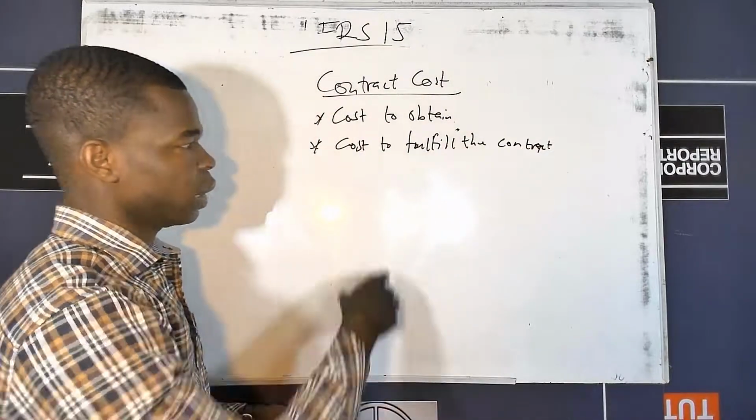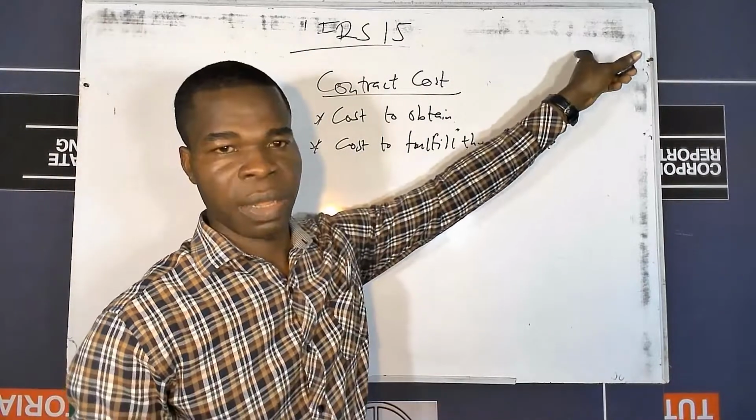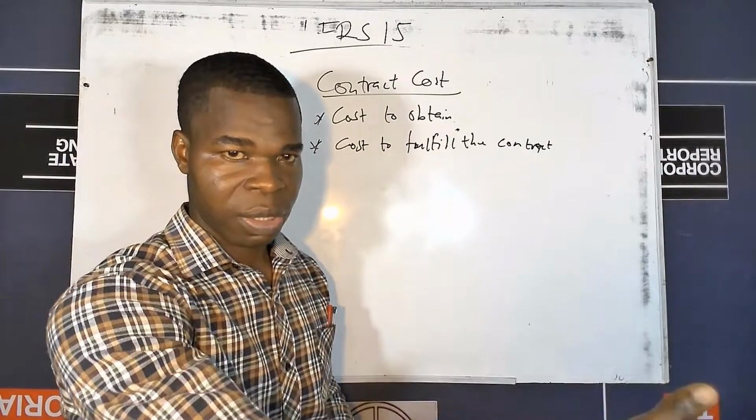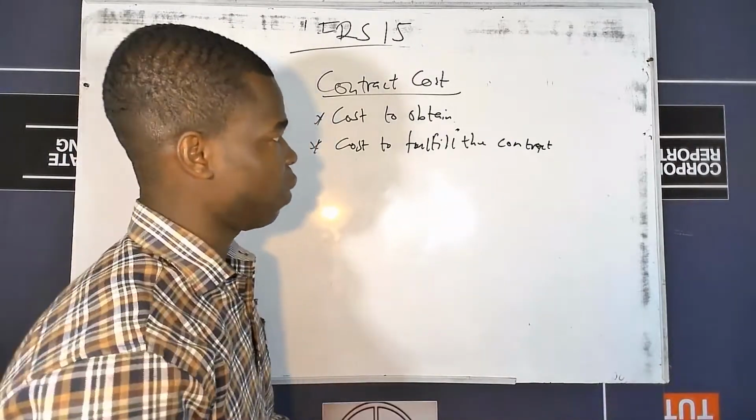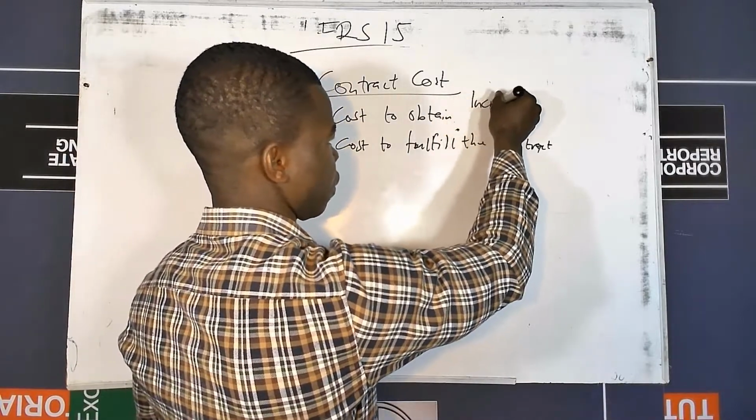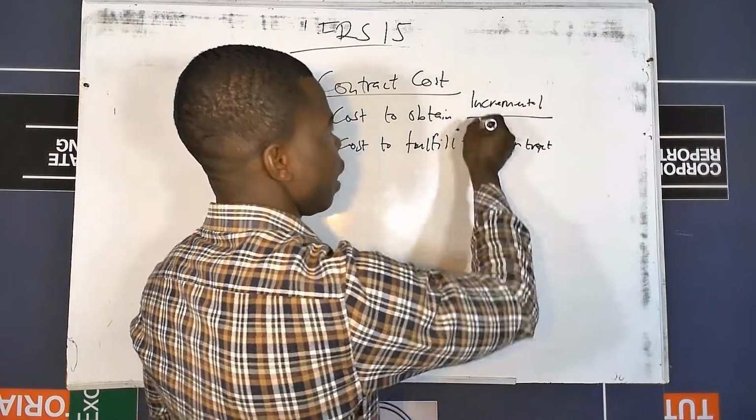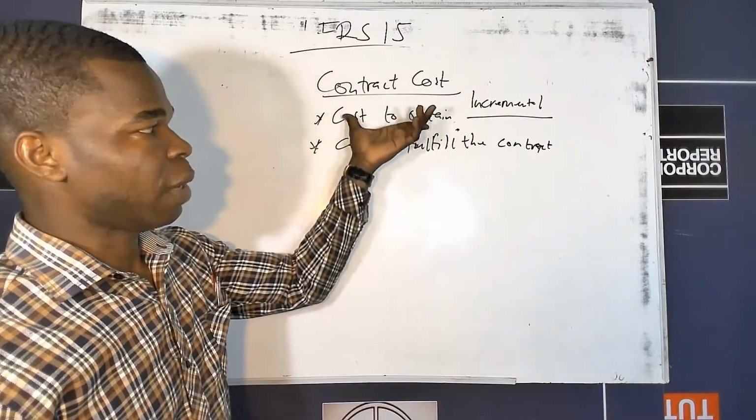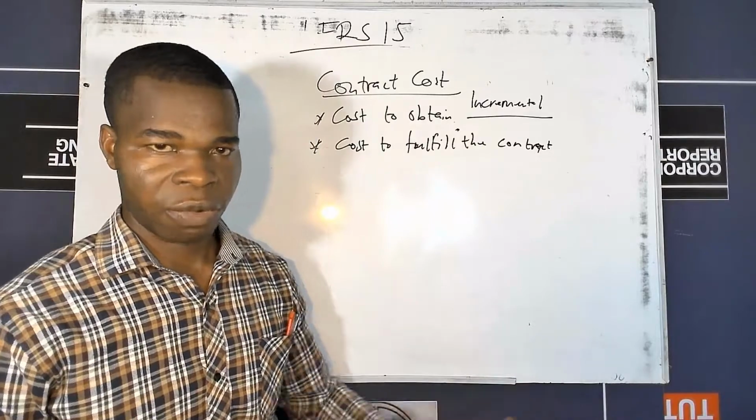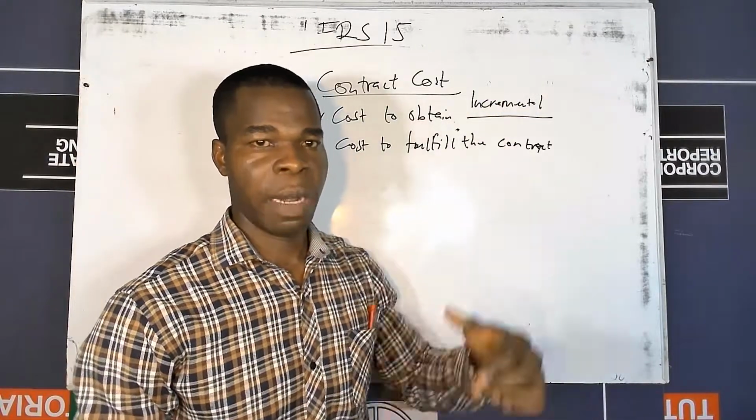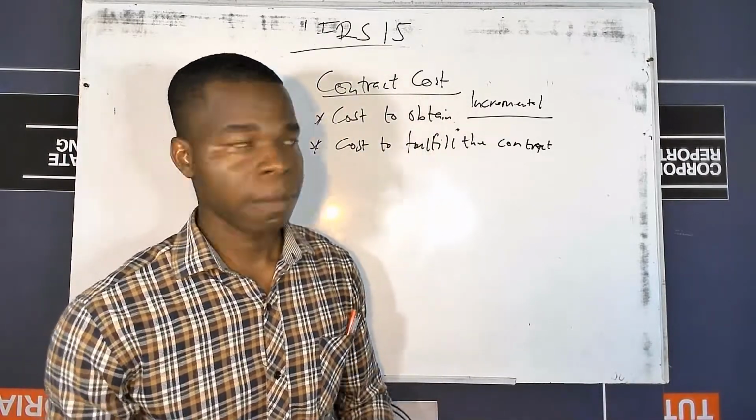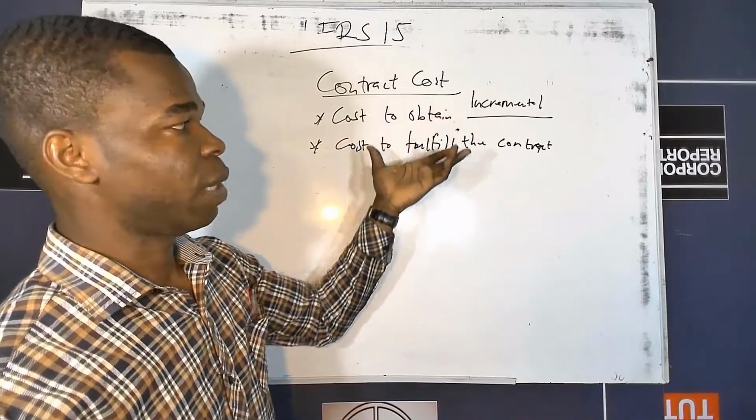So the cost to fulfill the contract is what we have seen all this while with the cost of sale. That is the cost to fulfill the contract. Now, what is the cost to obtain the contract? It is basically an incremental cost. Anytime you want to capitalize a cost that you incurred in obtaining the contract, that cost must be an incremental cost. And remember that an incremental cost is any additional cost you incurred in trying to acquire an asset. So it must be an incremental cost, and those costs must be capitalized.